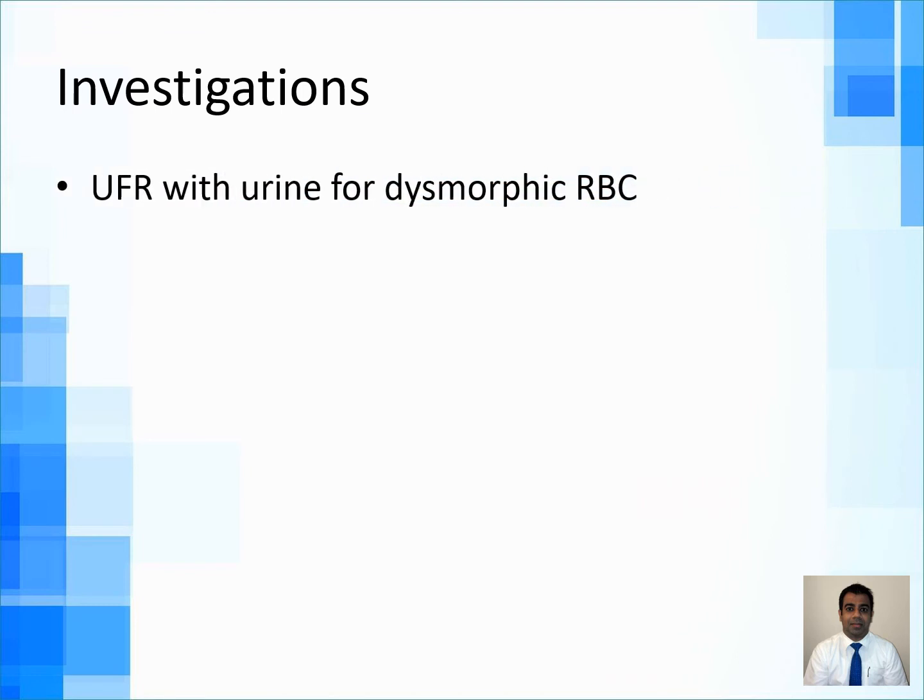What are the investigations you would do? So obviously you're going to do a UFR to confirm the presence of hematuria, because we did discuss the mimickers of hematuria. The UFR is extremely important when investigating hematuria, because it gives a lot of clues as to whether this is an upper tract or a lower tract bleed. If it is an upper tract bleed, the hematuria will be associated with red cell casts or granular casts.